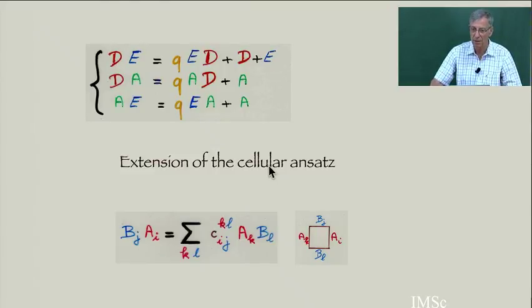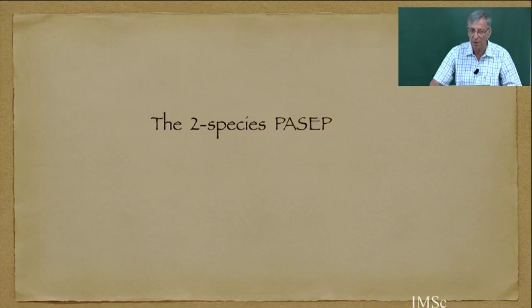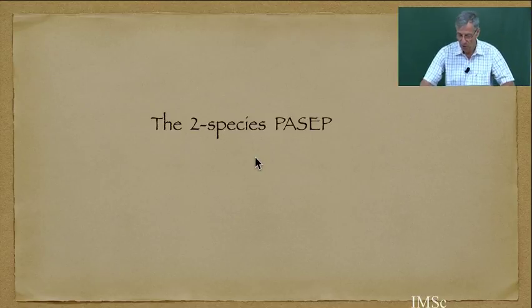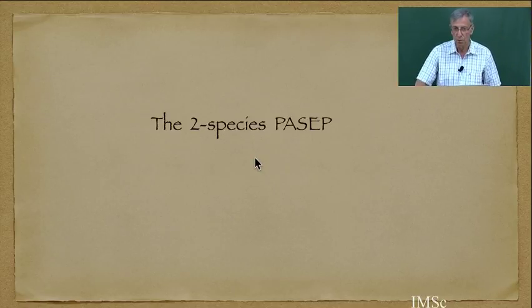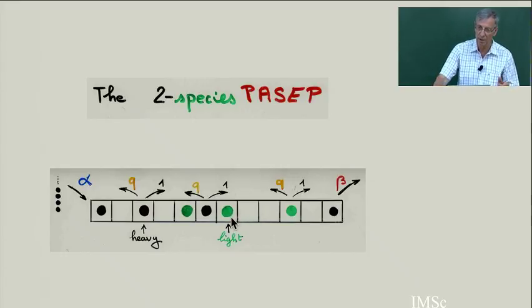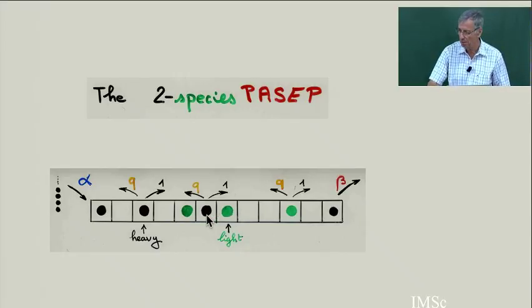And from where comes this example? This algebra comes directly from the two-species PASEP, with the analog of the matrix ansatz. So what is the two-species PASEP? You have again a finite strip of cells. There is at most one particle in each cell. But now there are two kinds of particles, the green and the black.